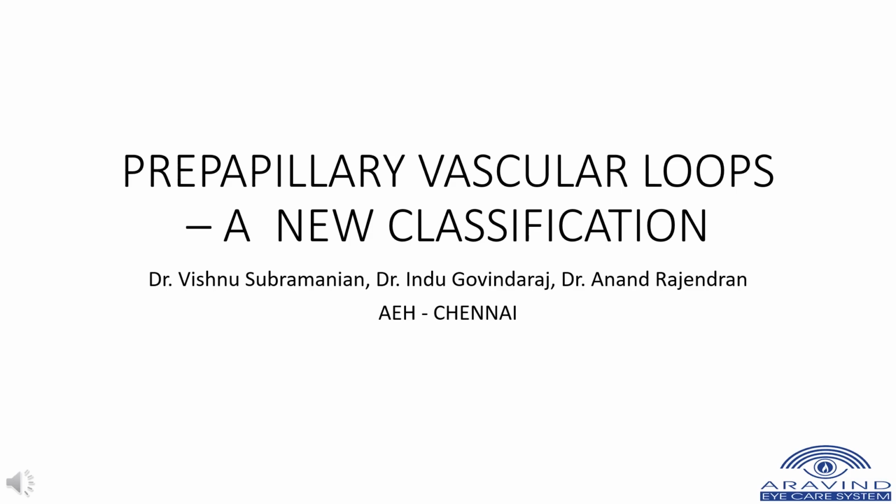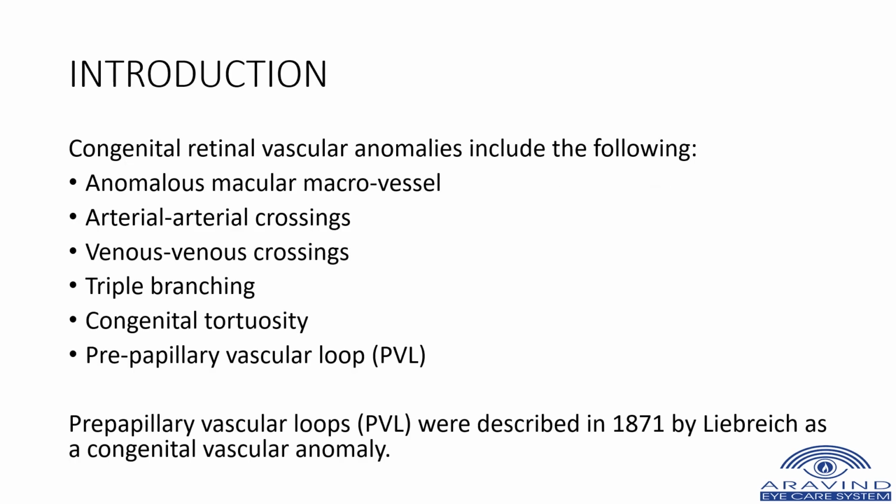Prepapillary vascular loops, a new classification. Congenital retinal vascular anomalies include the following: anomalous macular macrovessel, arterial crossings, venous crossings, triple branching, congenital tortuosity, prepapillary vascular loop. Prepapillary vascular loops were described in 1871 by Liebrecht as a congenital vascular anomaly.